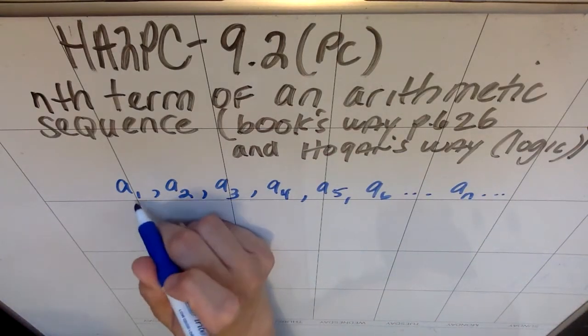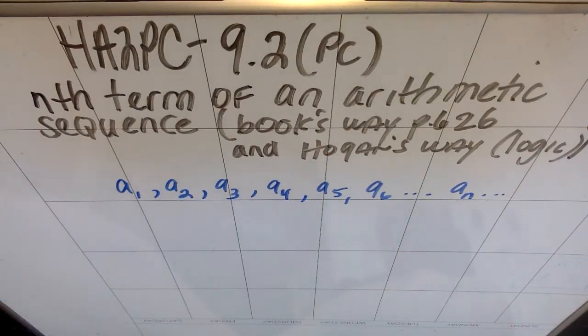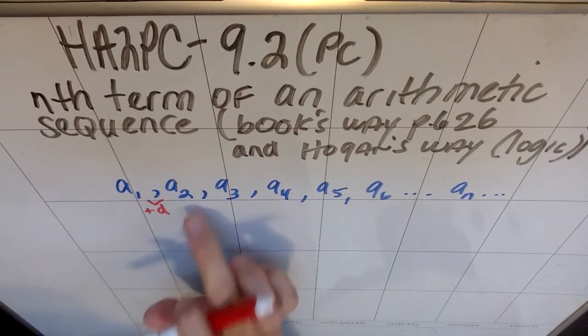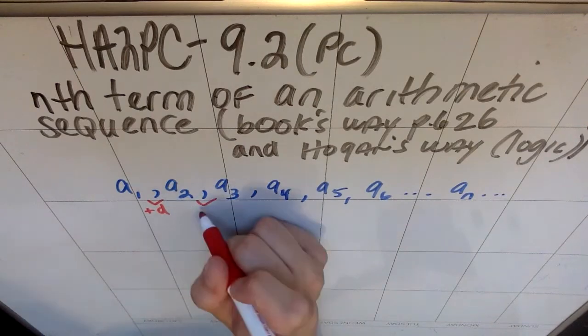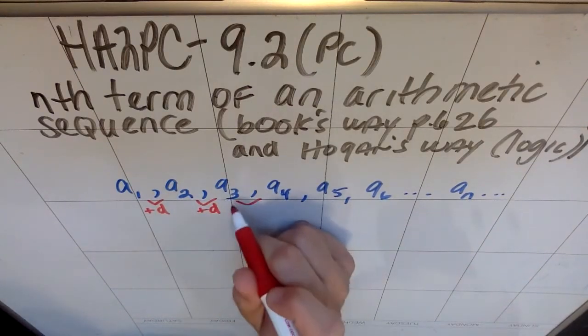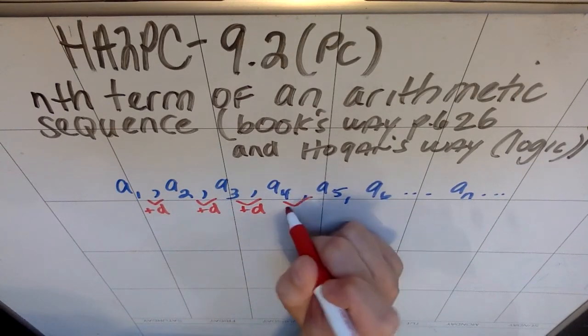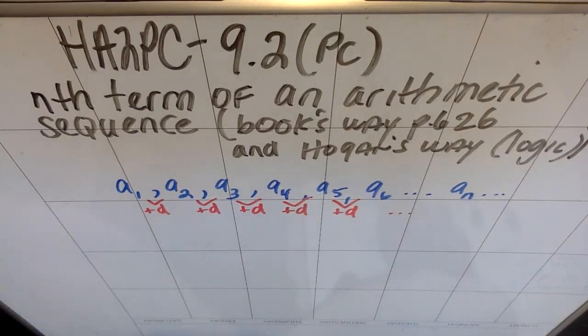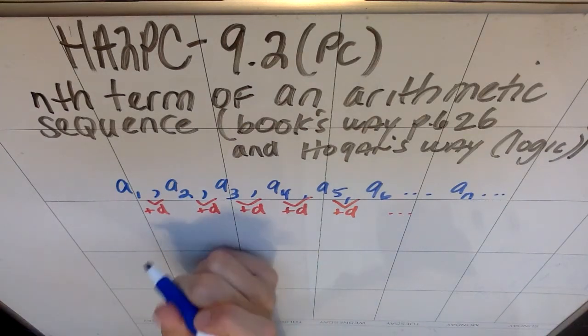Okay, so I have some a sub 1, right? And what I know is because this sequence is arithmetic, there's some common difference d, right? So to get from a sub 1 to a sub 2, I add d. And to get from a sub 2 to a sub 3, I add d. And to get from a sub 3 to a sub 4, I add d. And the same thing's going to go on forever, right? Add d, dot, dot, dot, ad infinitum, which means till forever, to infinity.